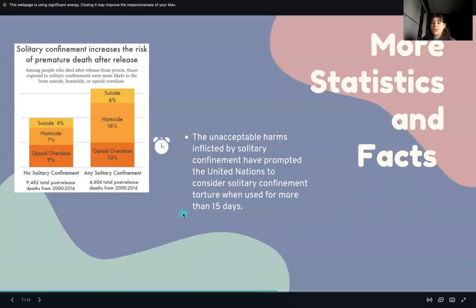Okay, so here's some more statistics and facts on solitary confinement. On the left, there's a graph on the increased risks of those who are faced with solitary confinement in prison. So on the left, you have the smaller graph that shows statistics of prison inmates who commit suicide, homicide, or overdose on drugs. However, they have not been faced with solitary confinement. And on the right, you have a higher percentage of those who have been in solitary confinement.